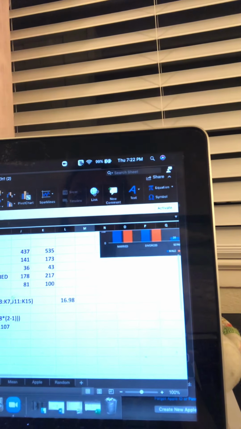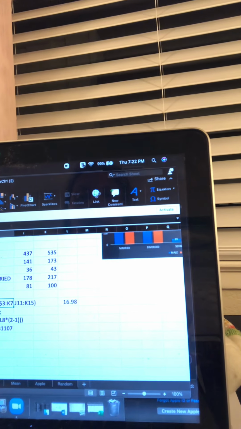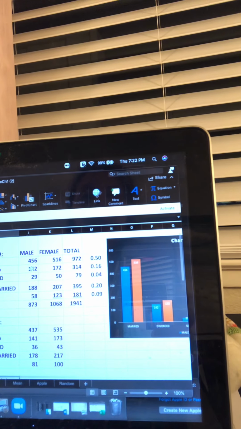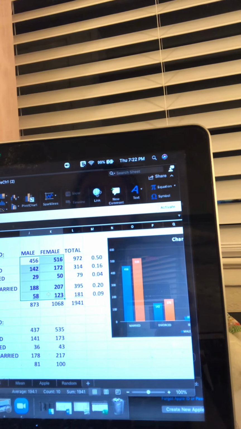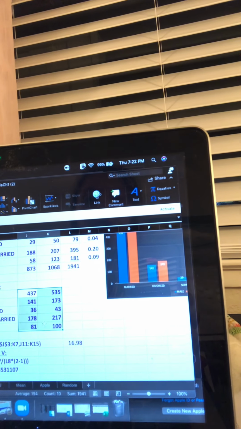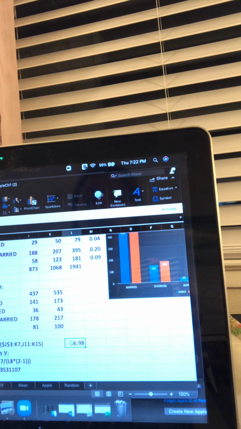We're then going to do our chi-test, where we do equals CHITEST, and then basically select this data right here, and then comma, this data for expected values right here. And our chi-square value comes out to 16.98.